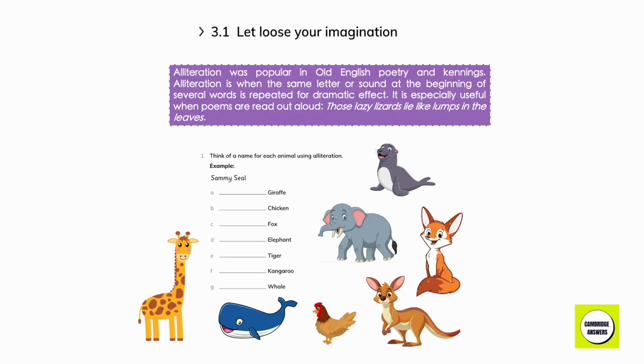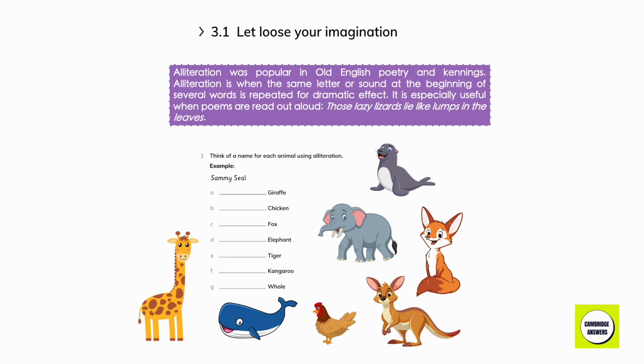Chapter number 3, Mind Pictures. Exercise 3.1, Let Loose Your Imagination. Alliteration was popular in Old English poetry and kennings. Alliteration is when the same letter or sound at the beginning of several words is repeated for dramatic effect. It is especially useful when the poems are read out aloud.